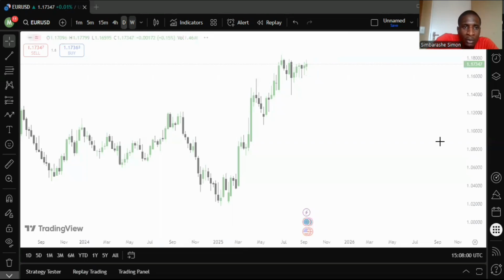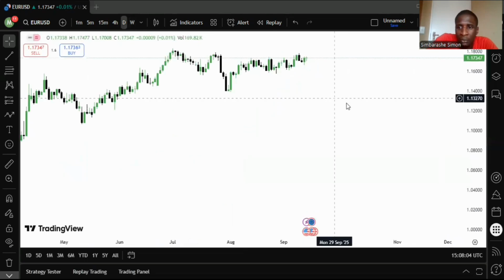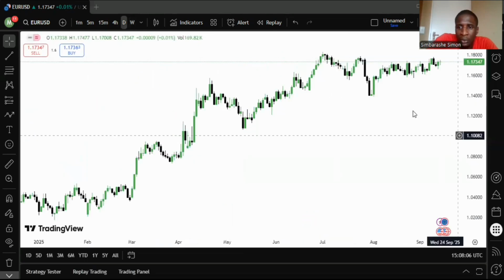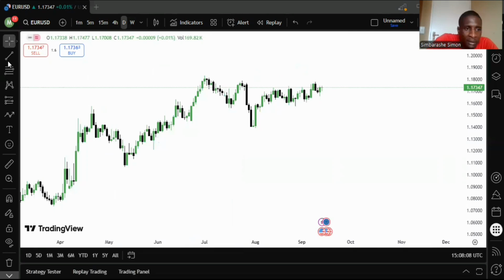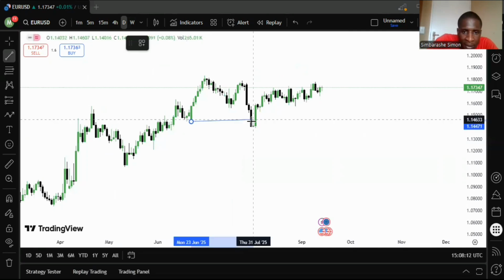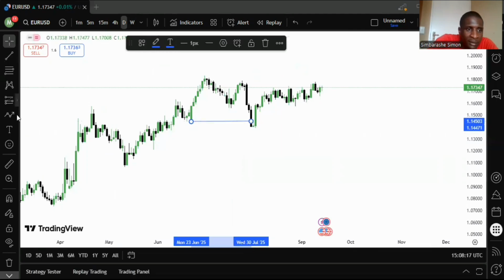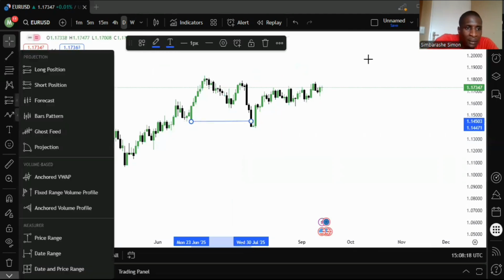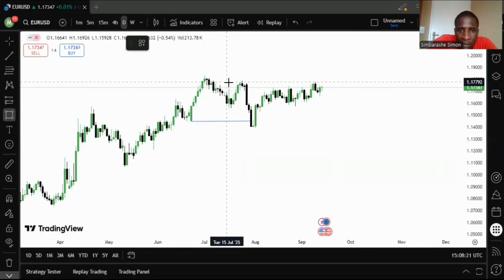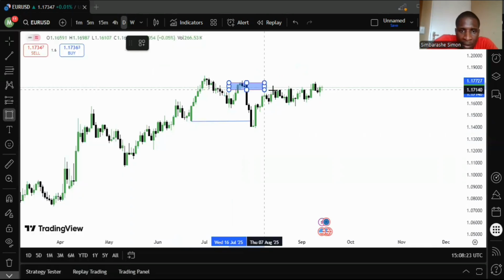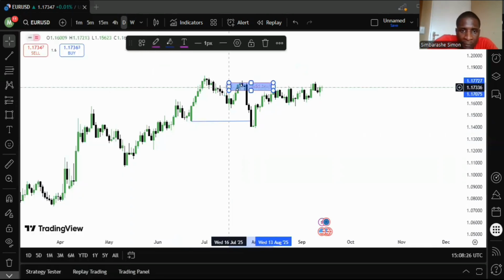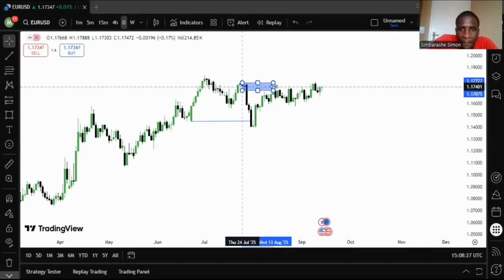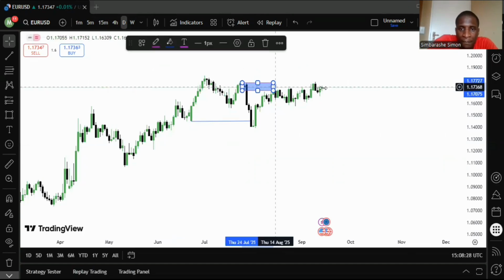So let's see what we have on the daily time frame. Something like this. Simple, guys. Don't complicate things. Just take your time, analyze everything, then you're good to go. So I'm taking my rectangle to mark the supply zone. Something like this, guys. Simple.